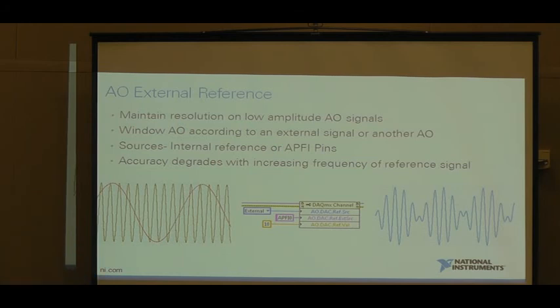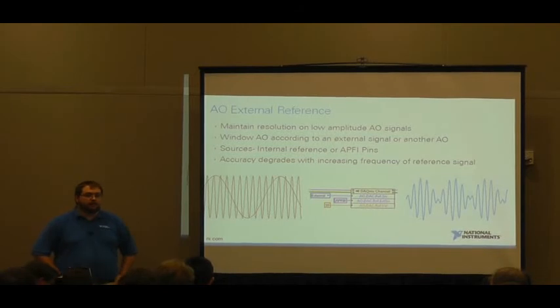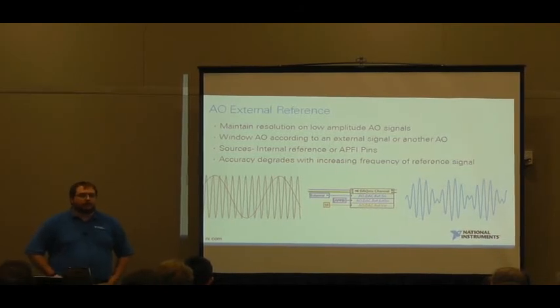How low can you go? And how do you tell which device supports this? If you check your device specifications or your device pinout, the easiest way is to look at the pinout. If you have an APFI line, then it's almost definitely supported. You can check your specifications document, and it will have a line item for analog output external reference, and it'll usually say the acceptable range is plus or minus 11 volts.